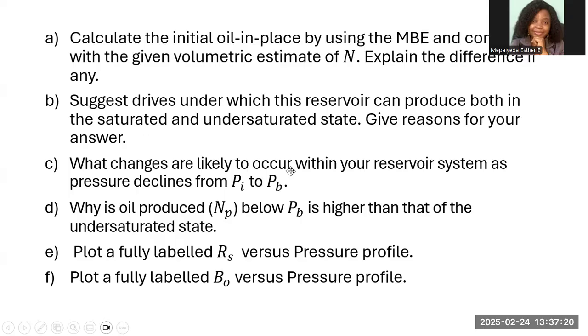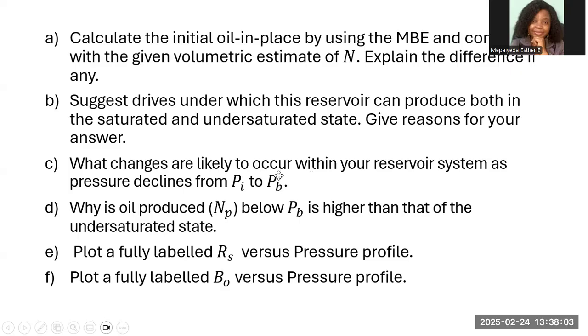What changes are likely to occur within your reservoir system as pressure declines from P high to PB? So what changes are likely to occur as pressure declines from your initial reservoir pressure to your bubble point pressure? I believe we've taken a class to this effect, so we should be able to state the different changes likely to occur. Do you have a slight expansion of oil? Do you have solution gas within the system? Do you have expansion of the solution gas? These are some of the answers that are expected of you, and for you to explain how it happens.